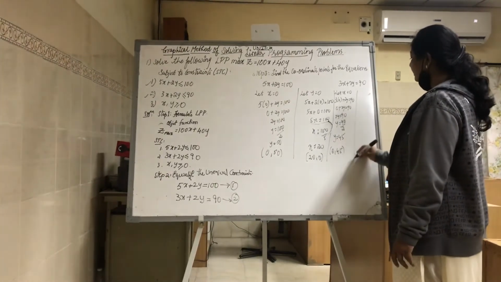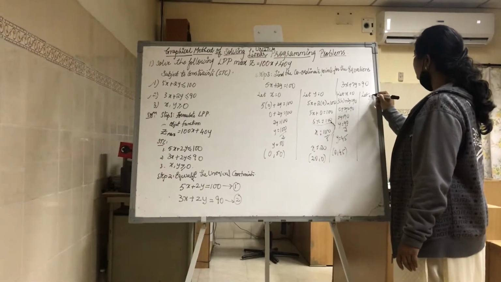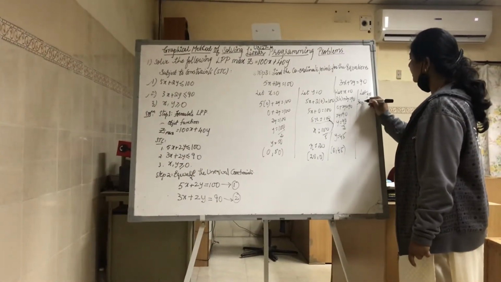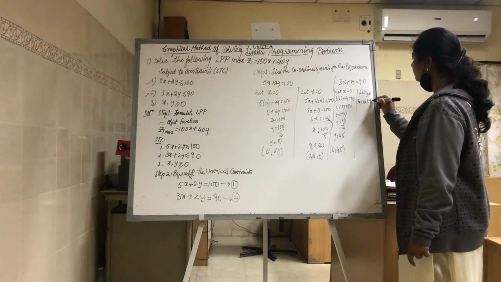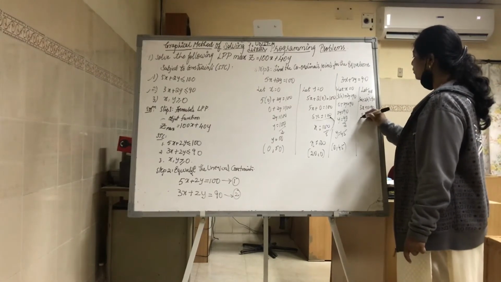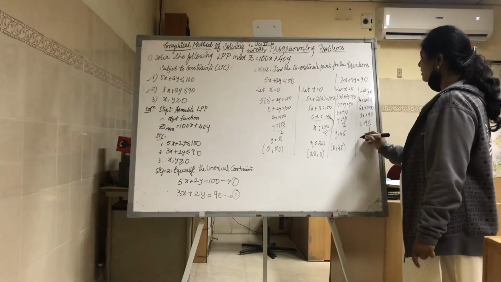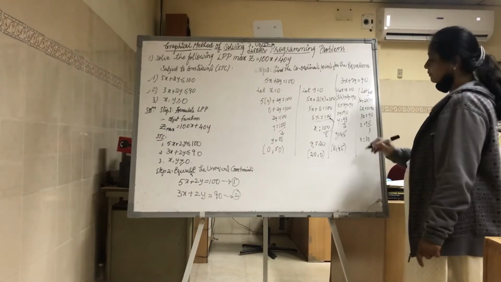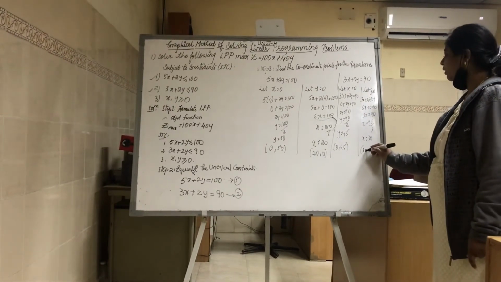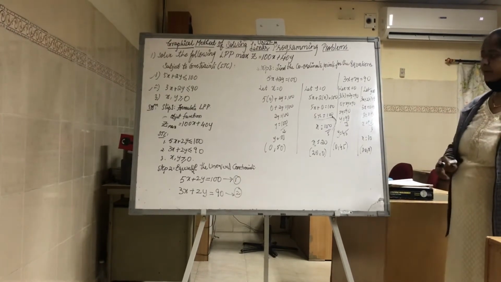Then in the same way, let y is equal to 0. Okay, so here it is 3x plus 2 into 0 is equal to 90. So 3x plus 0 is equal to 90. So 3x is equal to 90. X is equal to 90 by 3, which is x is equal to 30. Okay, then it is 30 comma 0. So we got the cardinal points for that.